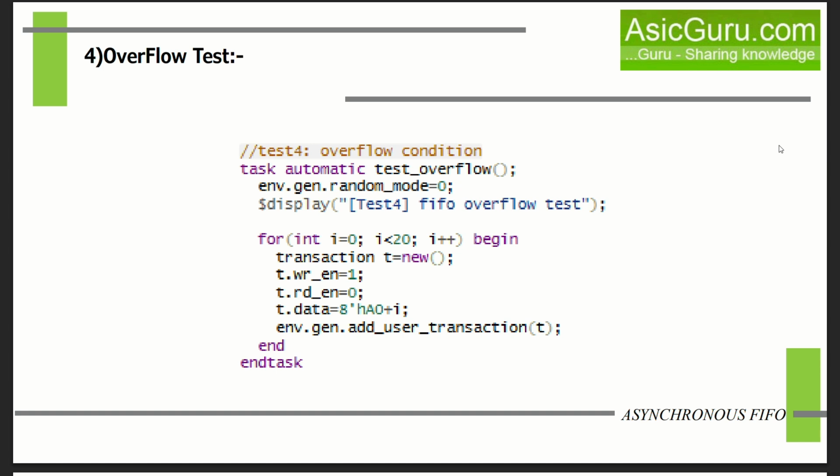Overflow test. Now our FIFO is of size 16 only. If we write extra, then it will not accept it. Now let's see. Here I have used a for loop and I have written 20 data.